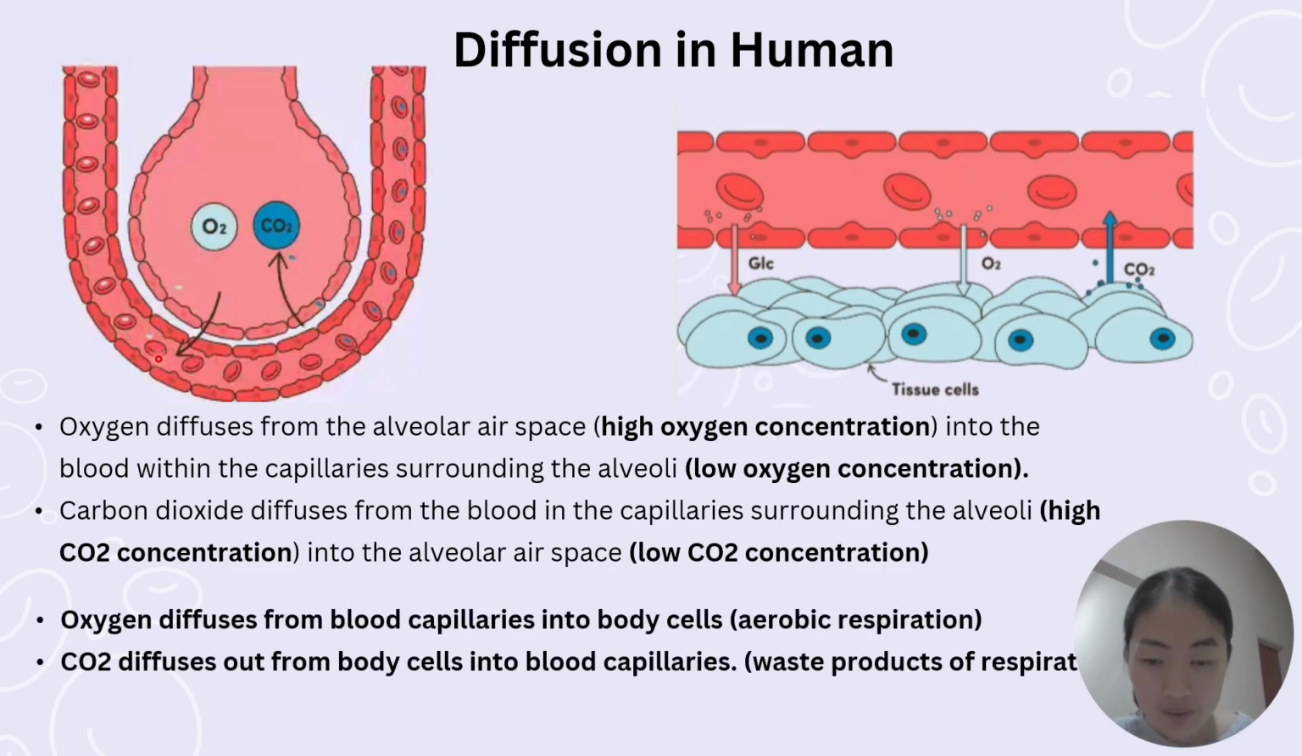The red blood cells inside the blood capillary are able to pick up the oxygen. They will transport the oxygen to the target body cell. As you can see, the oxygen diffuses from the blood capillary into the body cell to do cellular respiration. And then the carbon dioxide diffuses out from the body cell into the blood capillary as a waste product produced during respiration.